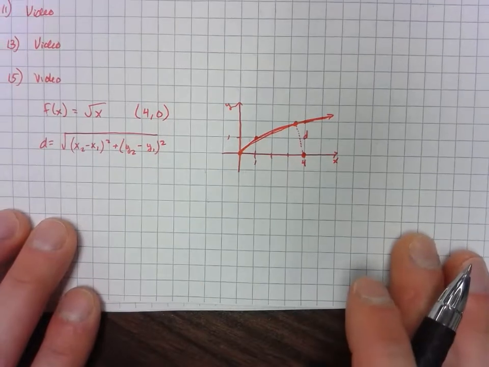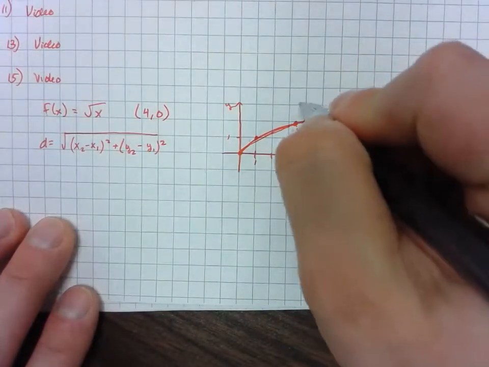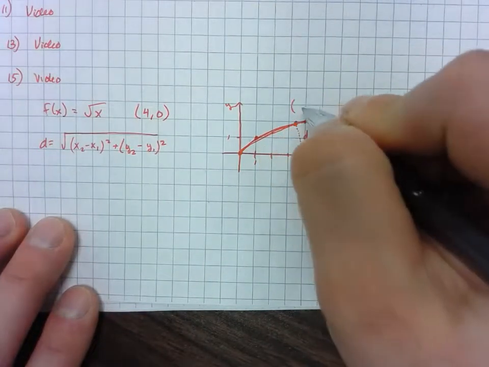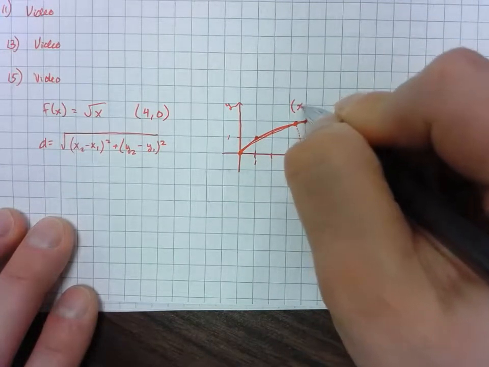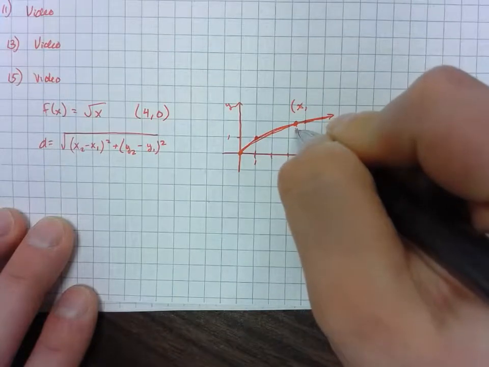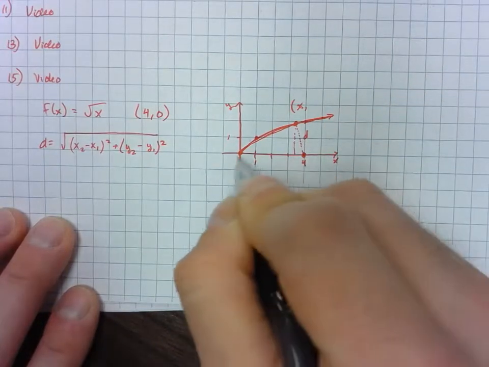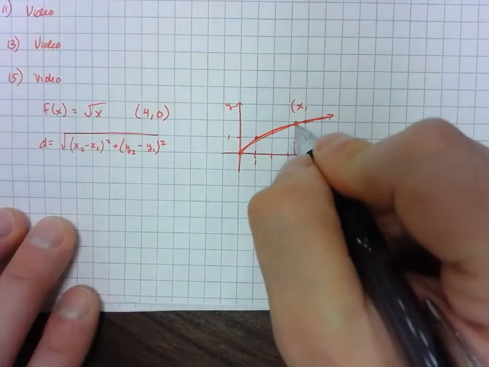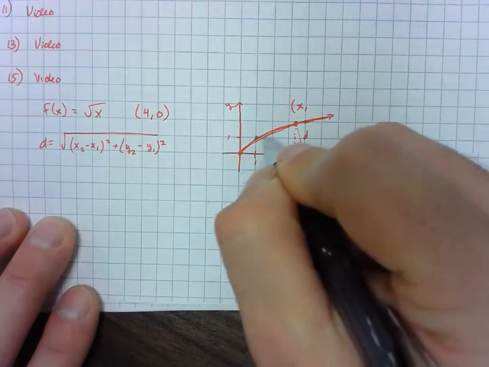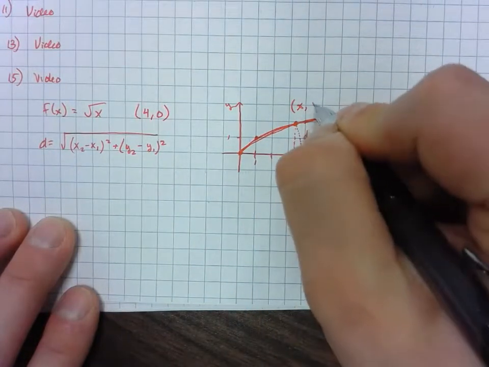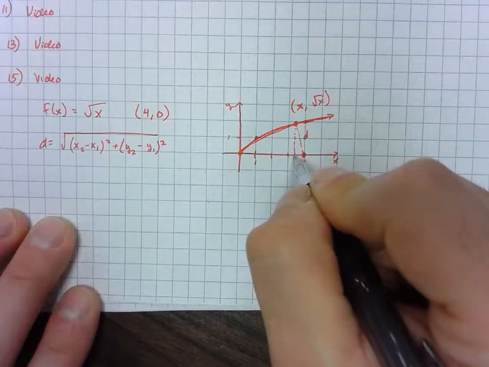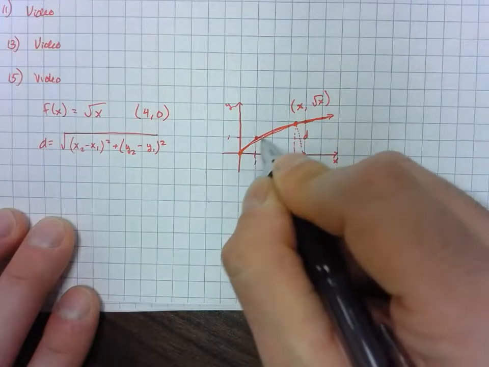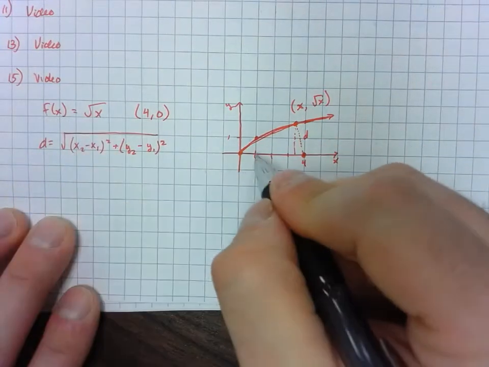So the name of this point right here is going to be x. We don't know what the x value is, but it's going to be some distance x, from here to here. And then the y value is going to be the square root of x. So again, the x value is some distance we don't know, and the y value just follows the function, square root of x.